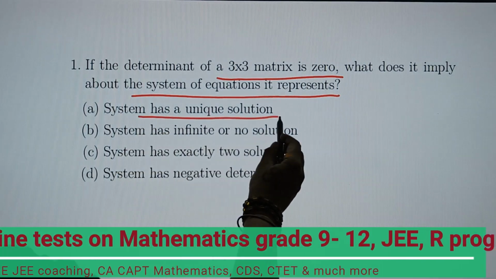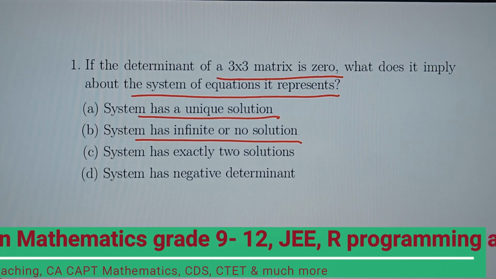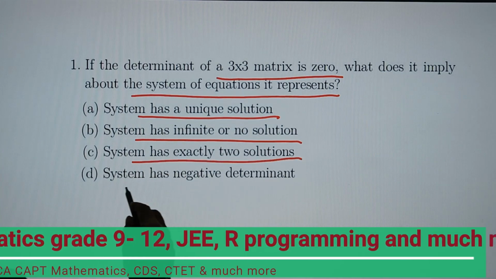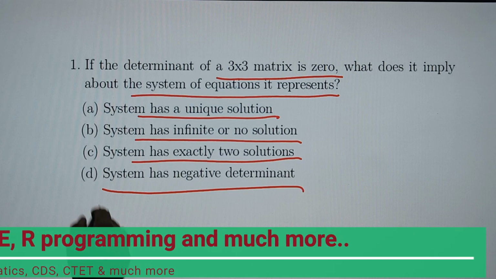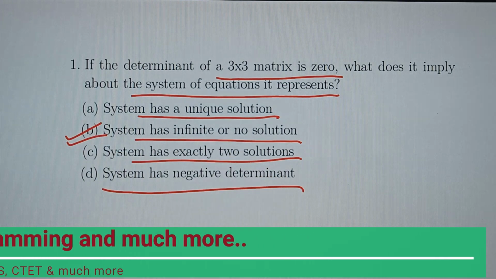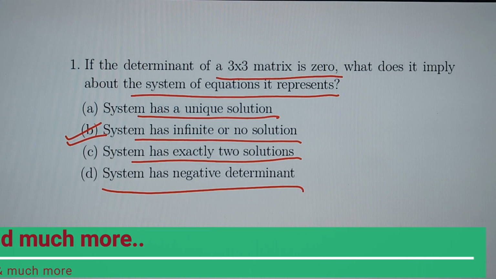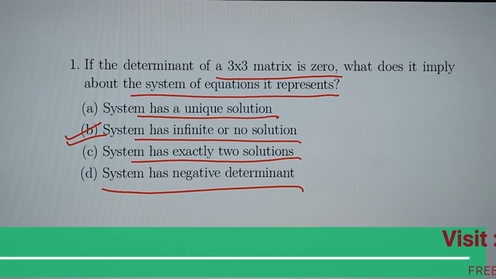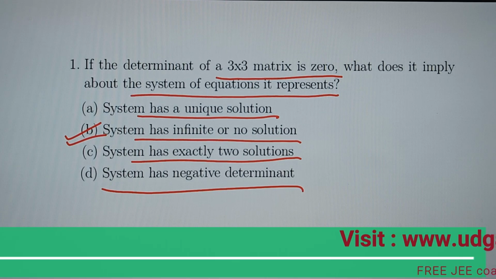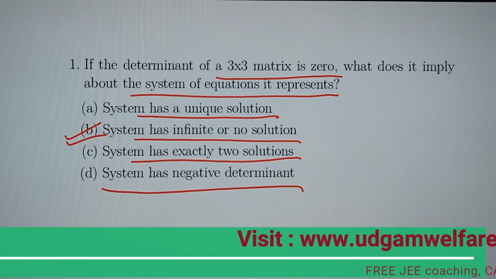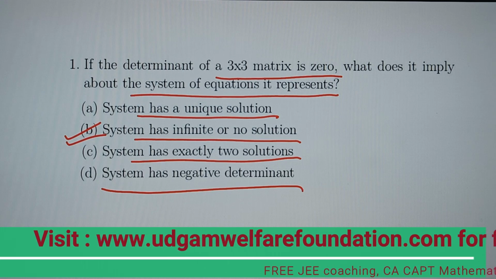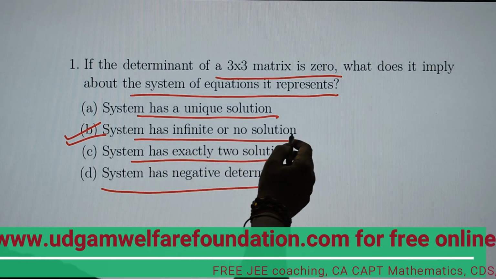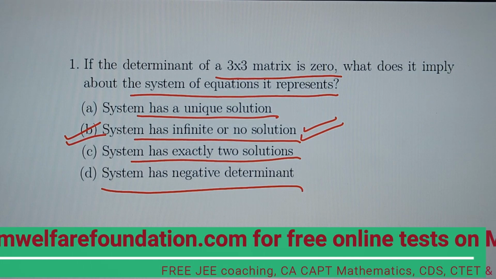System has a unique solution, system has infinite or no solution, system has exactly 2 solutions, or system has negative determinant. So if we see option number B, system has infinite or no solution, as we know that when we find the inverse of a matrix or solve a system of equations, our determinant value should not be equal to 0, otherwise we won't be able to find the variables' values. So here, system has infinite or no solution is our correct answer.